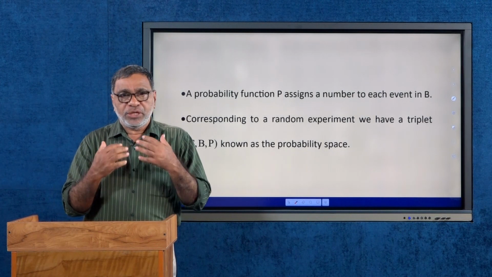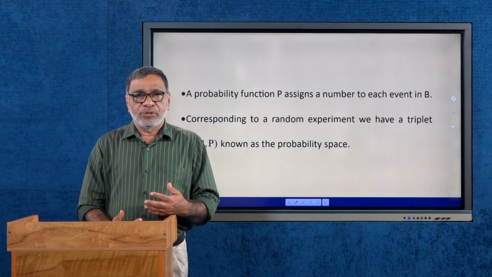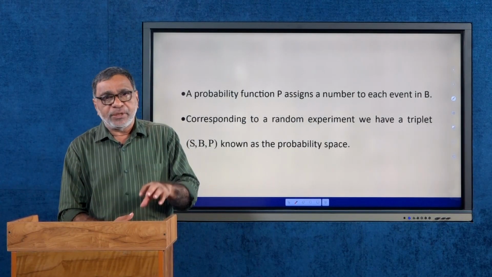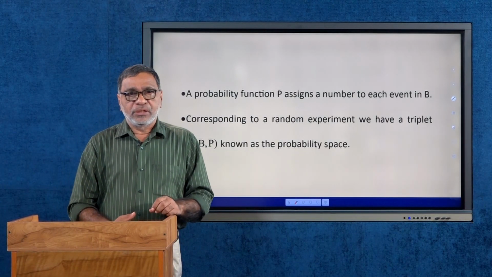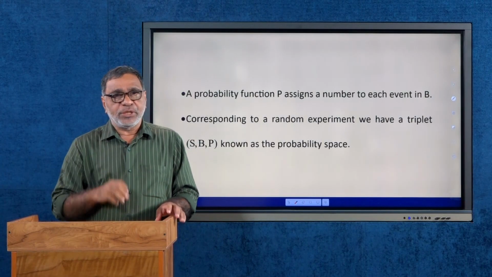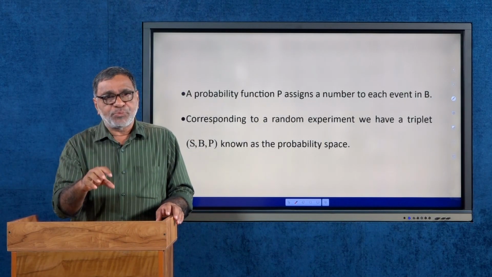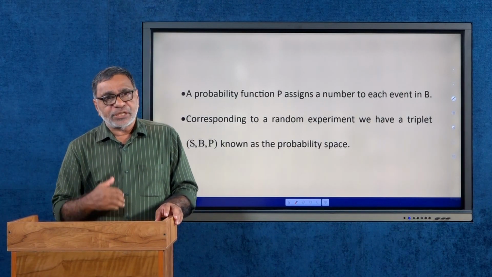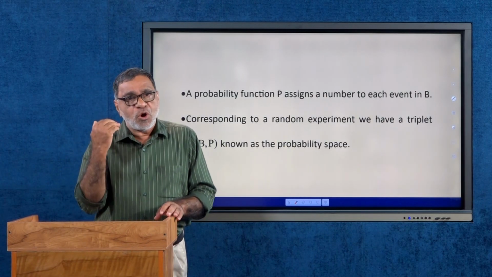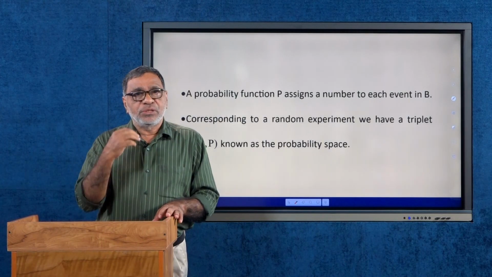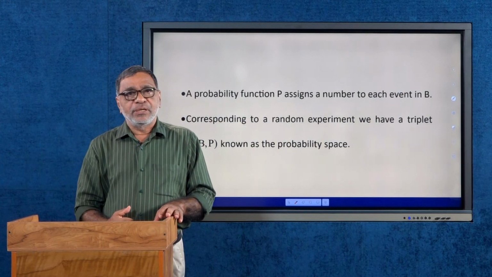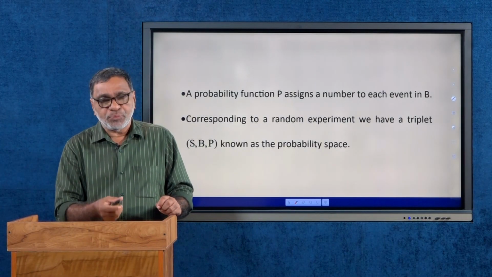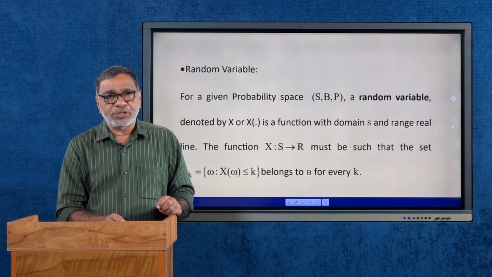So when we are defining random variables or discussing probability distributions, this is the fundamental concept we have to remember. You start from a random experiment and discuss the sample space, and on the basis of the sample space we construct the sigma algebra, and with the sigma algebra as the domain you define a probability function, and this triplet (S, B, P) is called the probability space.